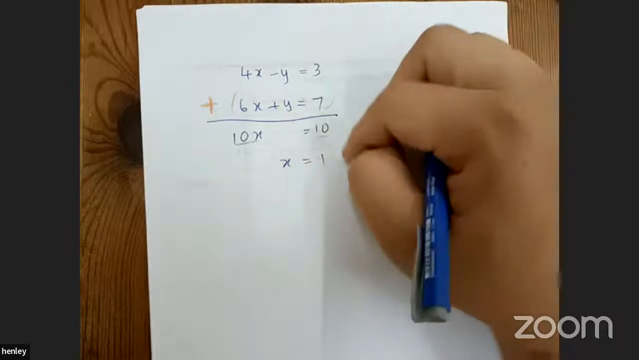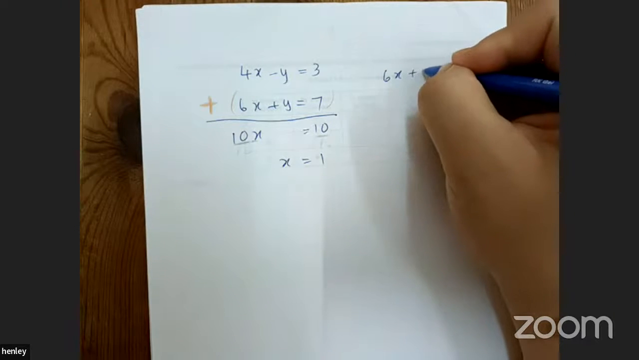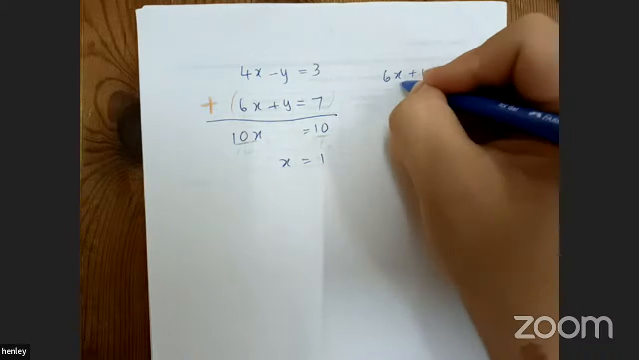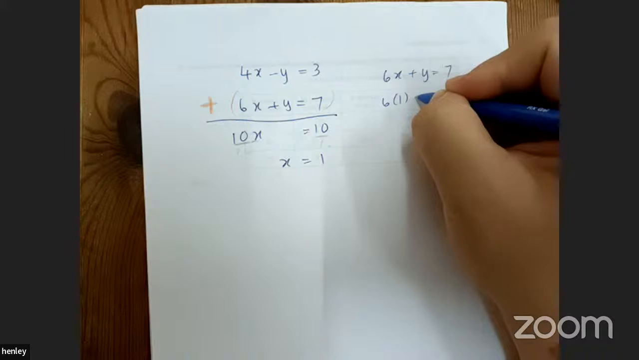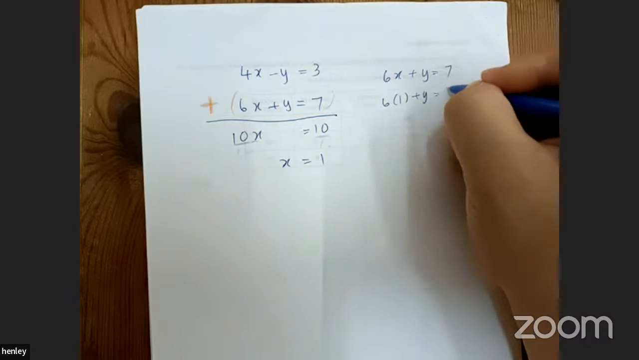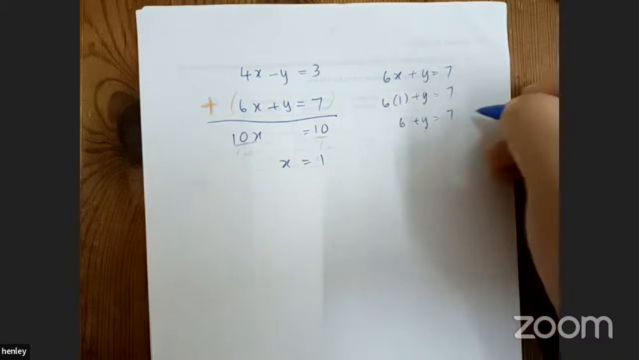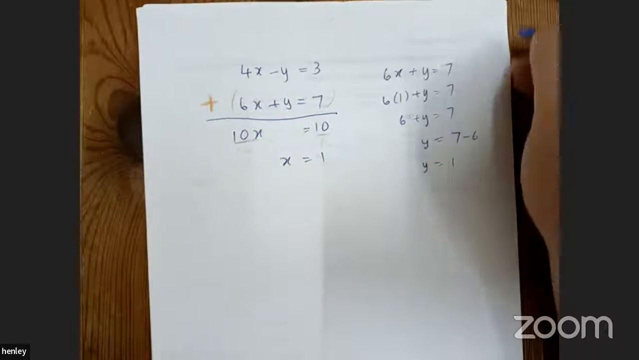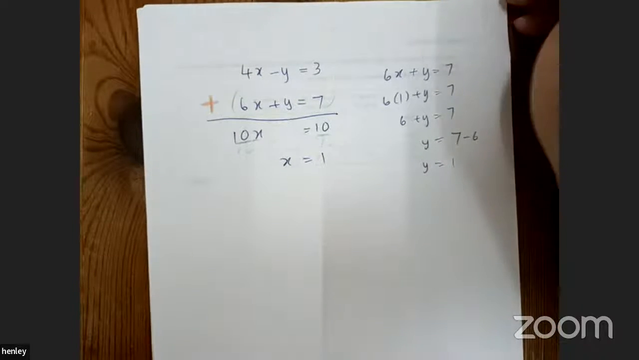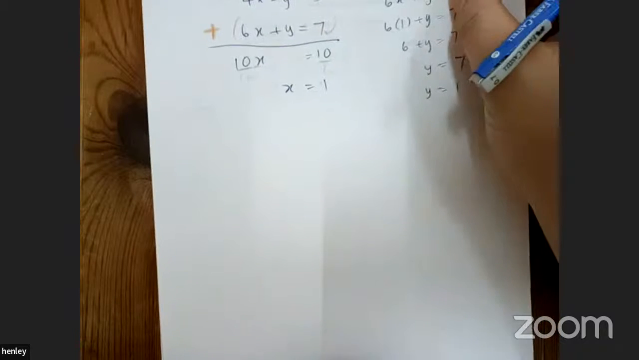Okay, and then we need to pick up any one. For example, this one, 6x plus y equal to 7. If my x is 1, 6 times 1 plus y equal to 7. 6 plus y equal to 7. This positive 6 moves there to become a negative. So my y is also 1. Okay, so can you see, you must find whether the signs are the same or not. For example, you should try this one. Another question.